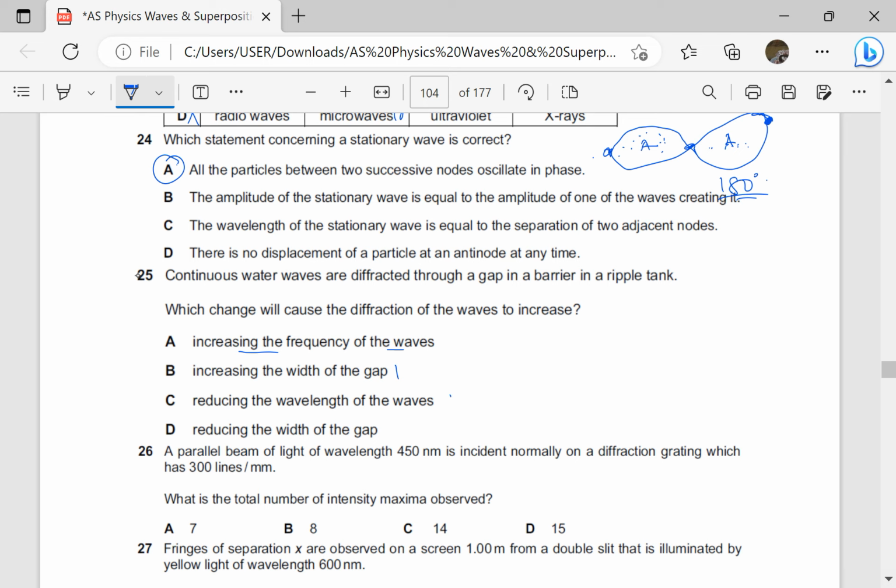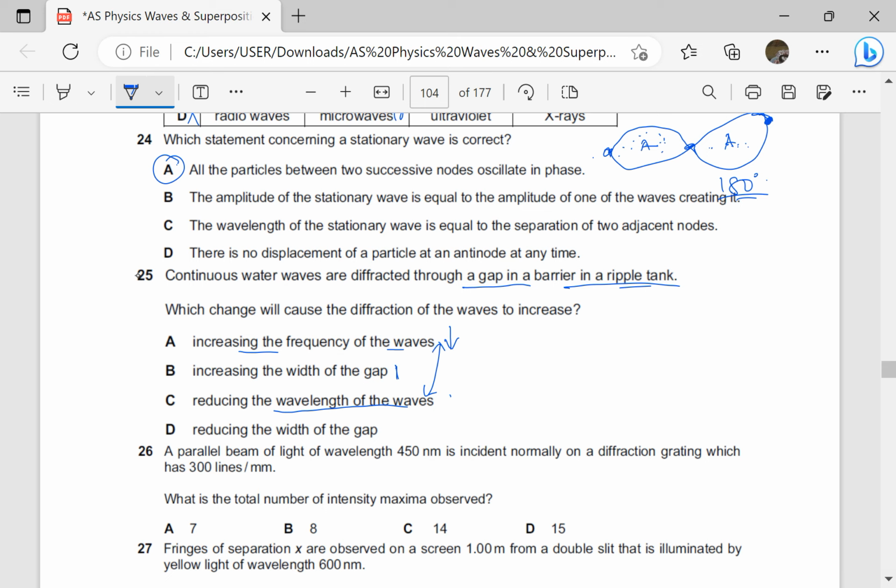So continuous water waves are diffracted through a gap in a barrier in a ripple tank. You must have seen this in school. So increasing the frequency, of course, that reduces the wavelength. Increasing the width of the gap will make diffraction even less pronounced because most of the waves will just pass through. Reducing the wavelength of the waves makes them even smaller. It is similar to the first one. These two are the same.